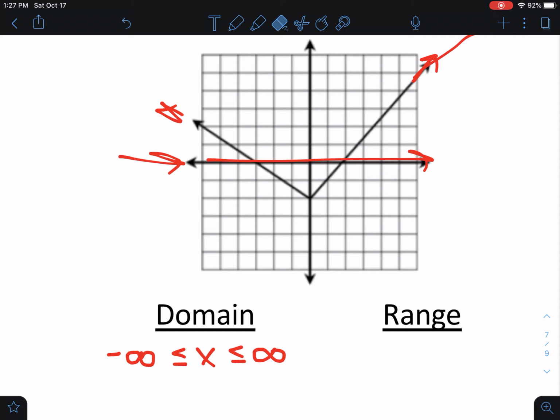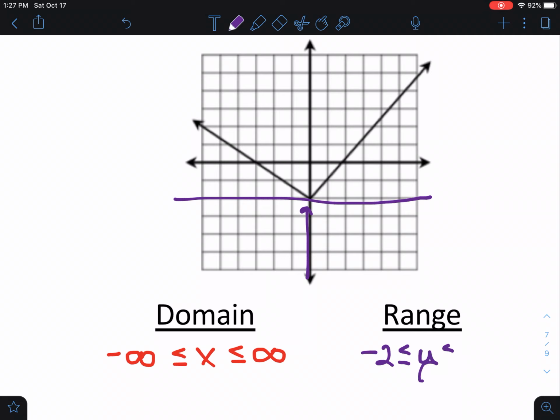Now, my range, I would start from the bottom here, and I run into the graph right here. So this is negative 2. Now I need to know, where does this keep going? Well, these keep going up this way, so this is going to go all the way up to positive infinity. And you've just done domain and range for continuous graphs. Hopefully that makes sense.